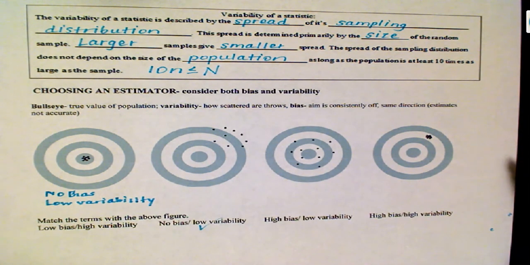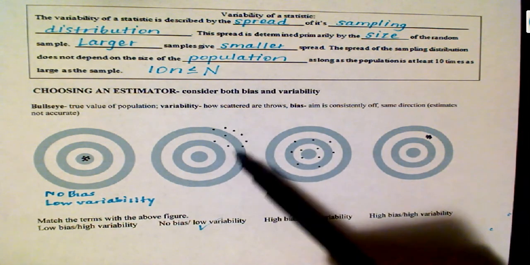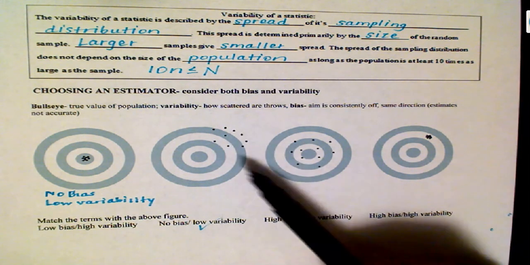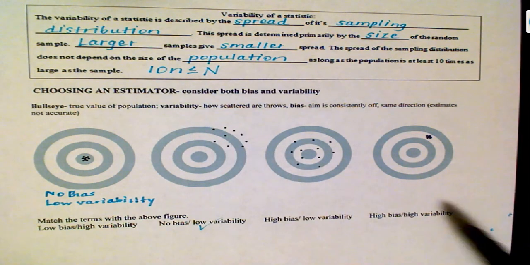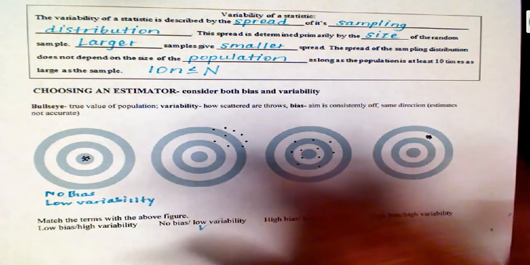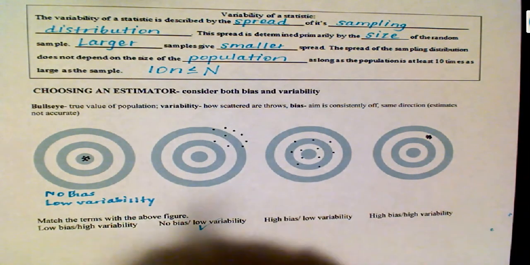This one has big bias. High bias. Now, do you think that's low variability or high variability? This one would be high bias because it's away from the bullseye, and it's also high variability because look how those are kind of scattered.